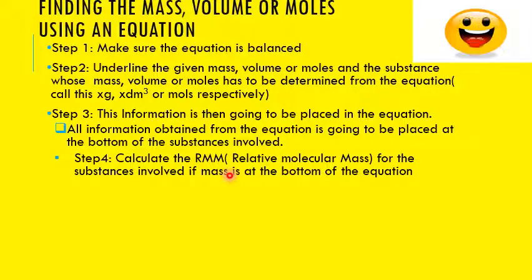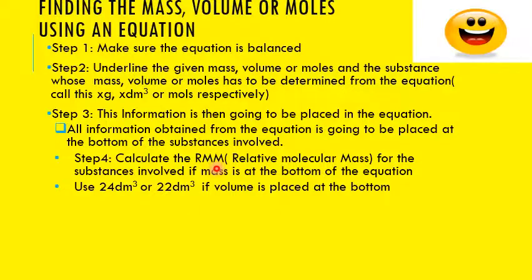However, for the top part, you need to give us the overall mass of that substance. And we get the overall mass of the substance by looking at its RMM, by using the periodic table. The next thing is to use 24 dm cube or 22.4 dm cube if volume is placed at the bottom. So if volume is placed at the bottom of the equation, that means they're either giving you information on the volume, or volume is X.